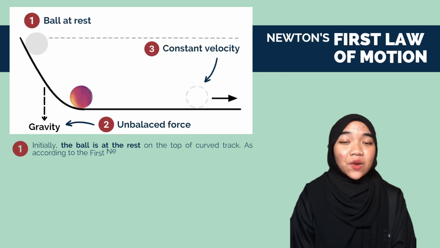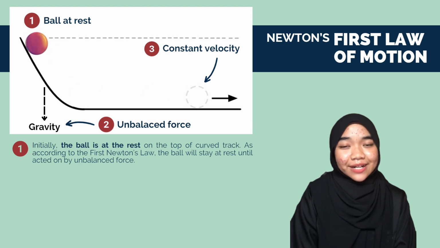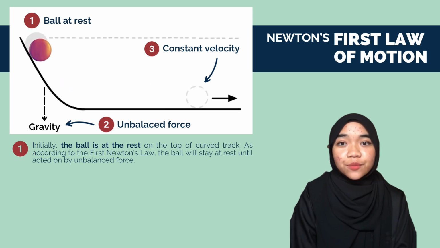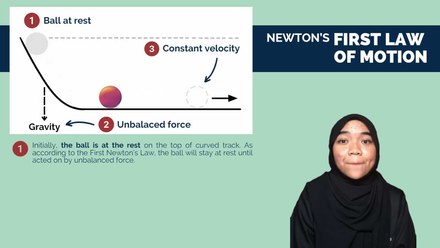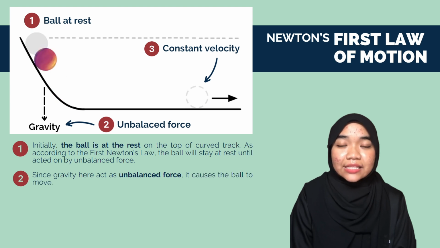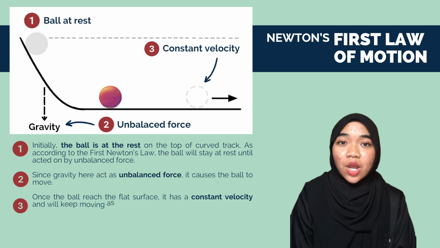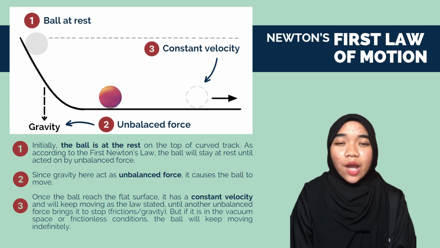Here we have a ball rolling on a curved track. Initially, the ball is at rest, not moving, on the top of the curved track. As Newton's first law of motion states, an object will stay at rest unless acted on by an unbalanced force. So, we have gravity acting as the unbalanced force that eventually causes the ball to move. Then, when the ball reaches the flat surface, as we can see on the diagram, the ball now has a constant velocity and will keep moving just as the law stated.